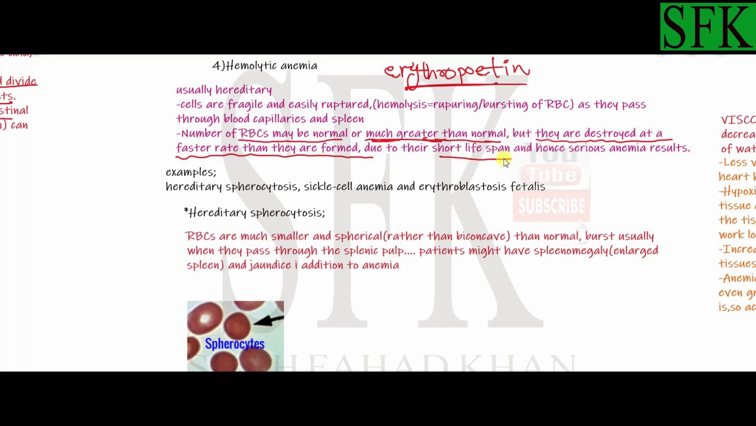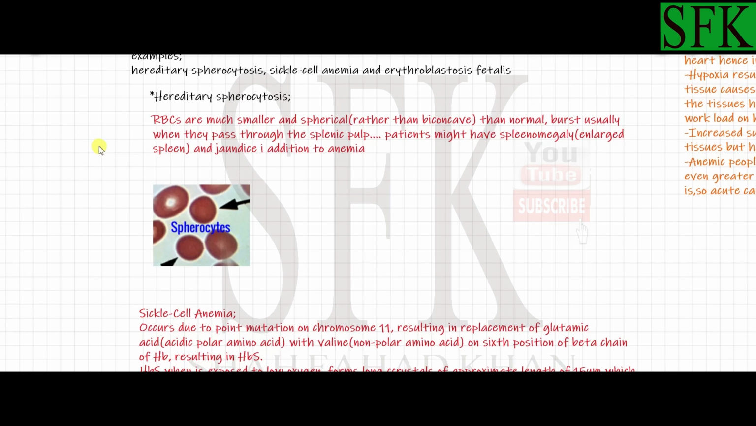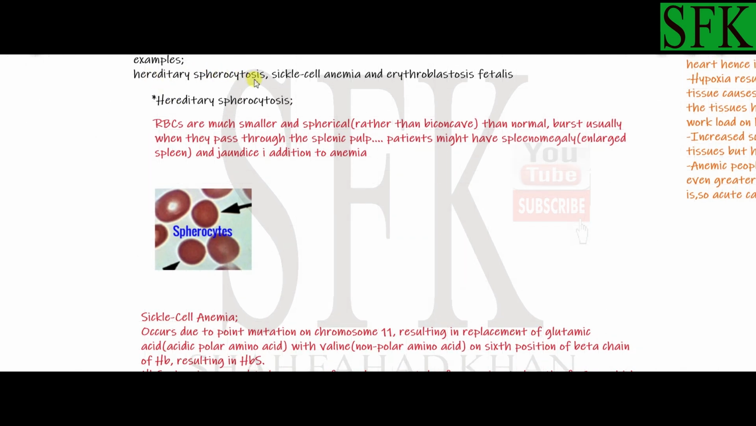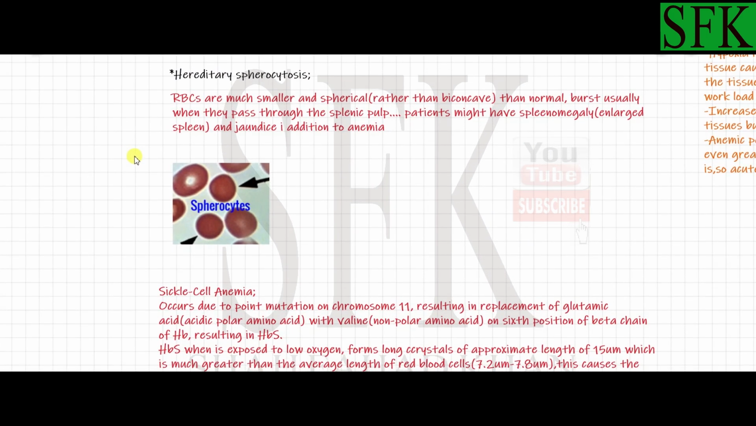Due to their short lifespan, serious anemia results. Even though they are produced at a faster rate, they are destroyed at an even faster rate. So due to this, serious anemia occurs, and we've got a few examples of hemolytic anemia as well. The first one is hereditary spherocytosis, the second one is sickle cell anemia, and the third one is erythroblastosis fetalis. These are very important diseases. Okay guys, high yield topics, so please do them very carefully.